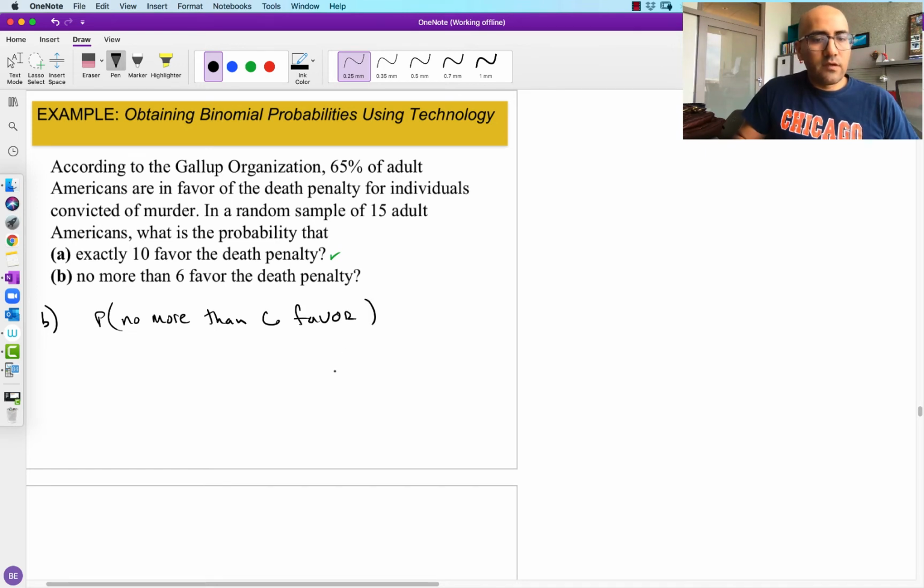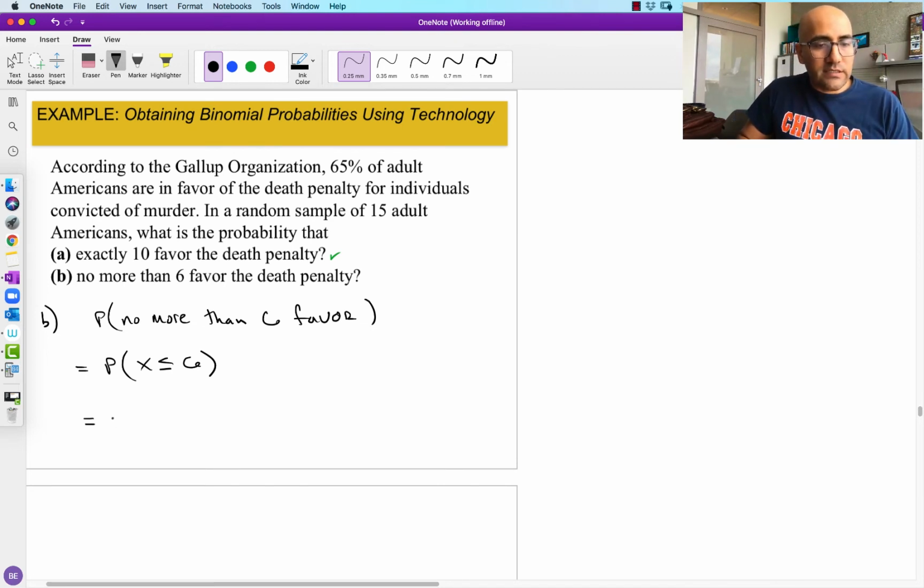So we now know that no more than 6 means that we include the 6 and go below. Right, so this is equivalent to finding the probability that x is less than or equal to 6. That means that the cases that will satisfy it is if in a group of 15, 0 of them favor it. That's part of this. Or maybe in a group of 15, 1 of them favors it. That's part of this. Right, all the way up to 6.